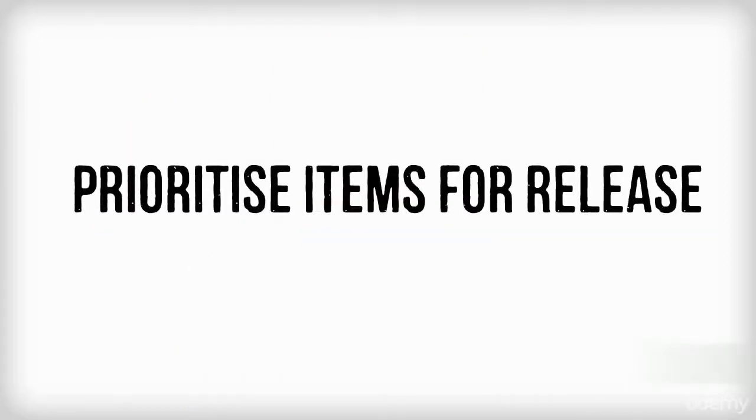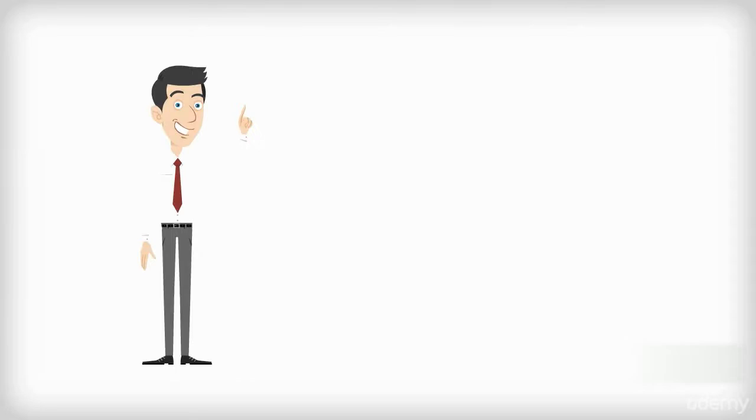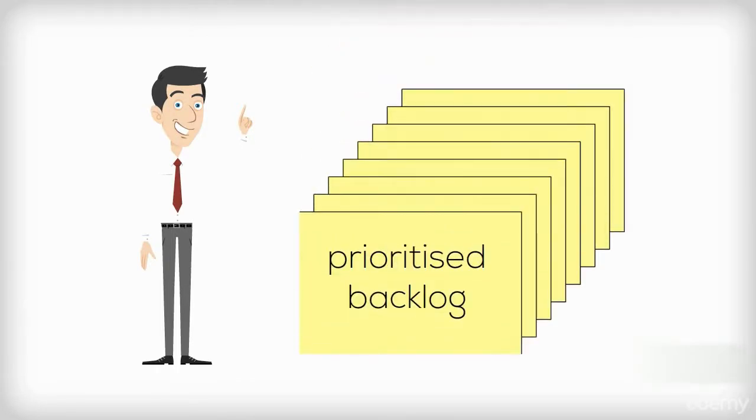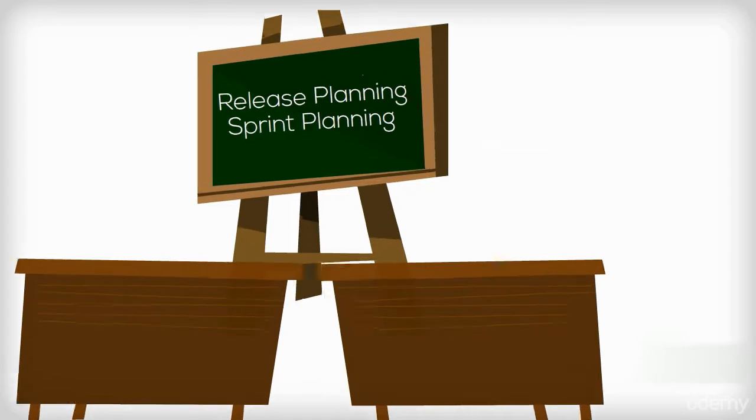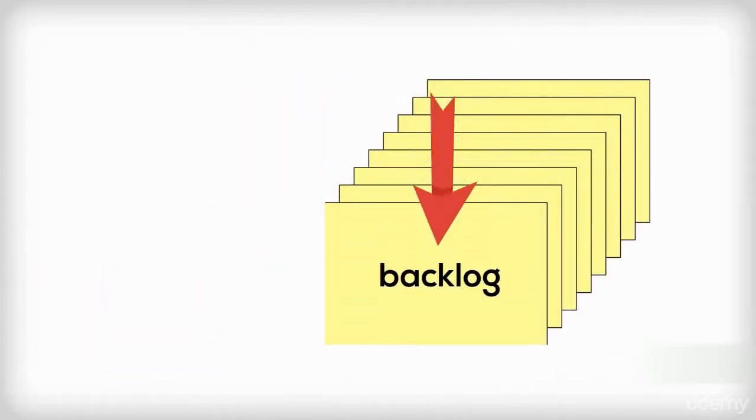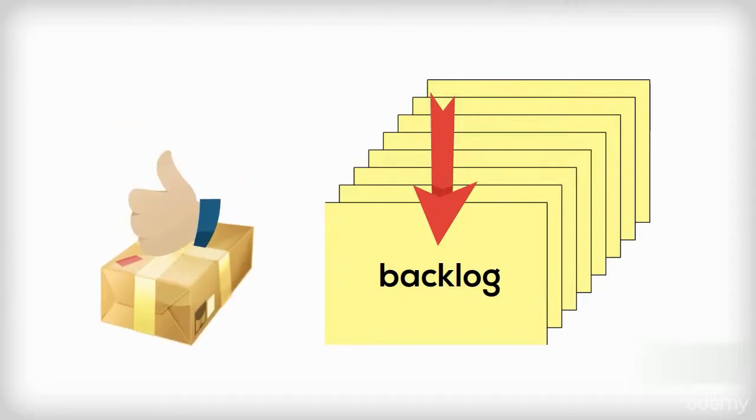Prioritize items for release. In order to plan a release, the product owner should have a prioritized backlog. The benefit of prioritization is realized in release planning and sprint planning. If the most important features are at the top of the backlog, then the business is more likely to have a successful product release by the release date.